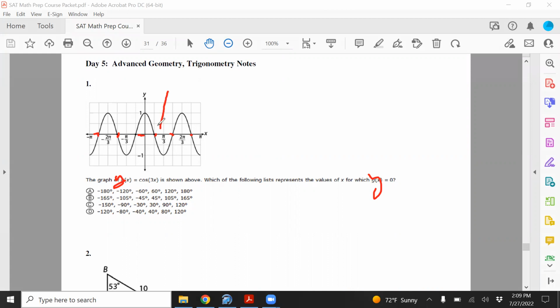Pi over 3 should be 60 degrees. You want to be able to be quick with that, especially going into calculus. And you did pre-calculus last year? Yeah. So obviously you should be fluid with that, like with radians or degrees. So my guess is that's probably 30 degrees then, 90, 150, and so forth.